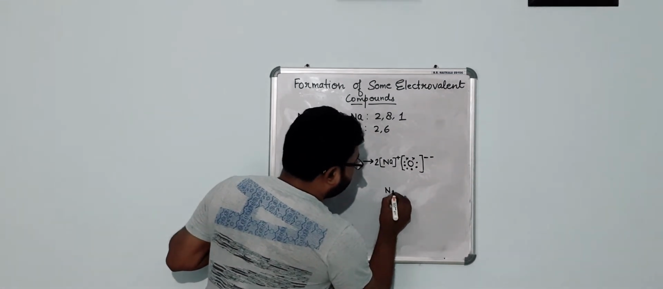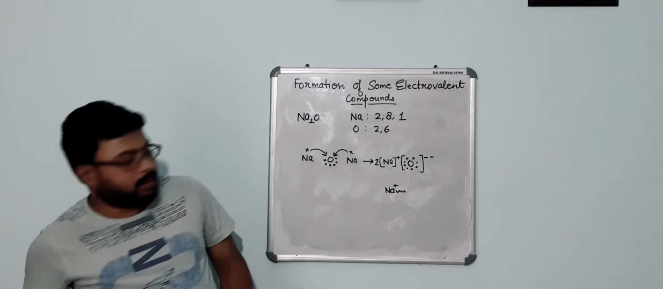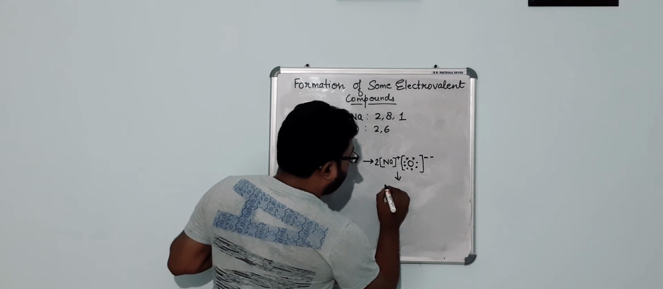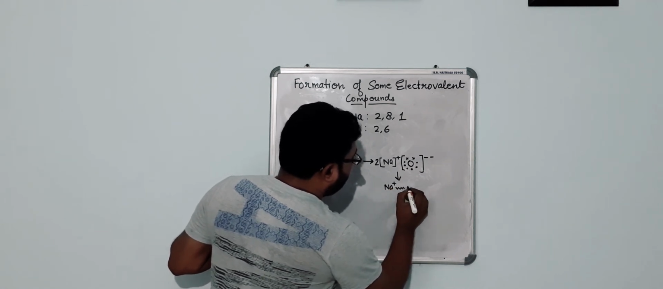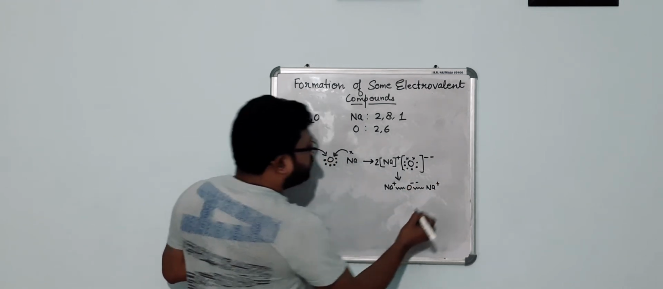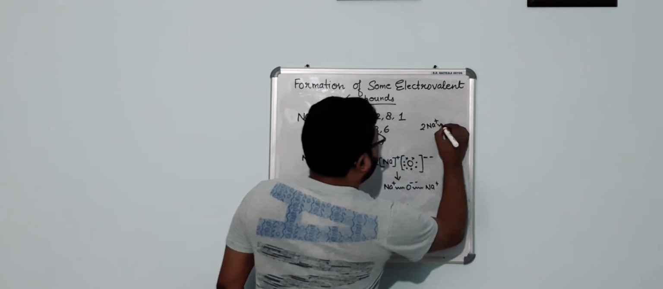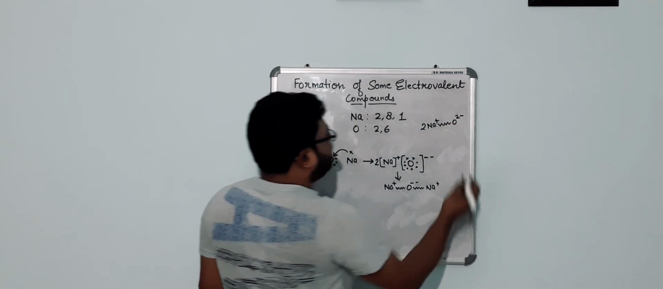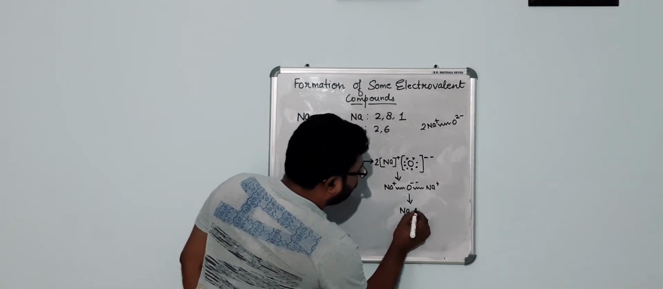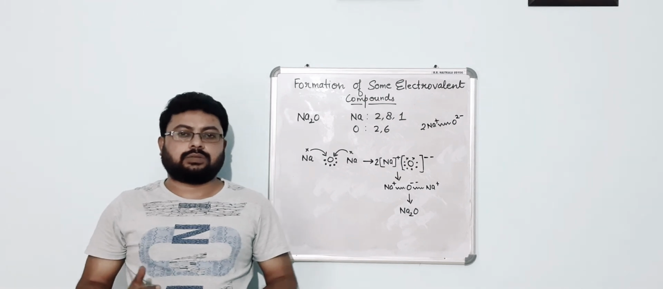So sodium, either you can just write like this, Na positive, there would be a bond with oxygen, negative negative, and there would be another Na positive. Okay, so you can write it like this, or you can even show 2 Na positive and oxygen 2 negative. This way also you can show that there is an electrovalent bond formed and it will form Na2O.